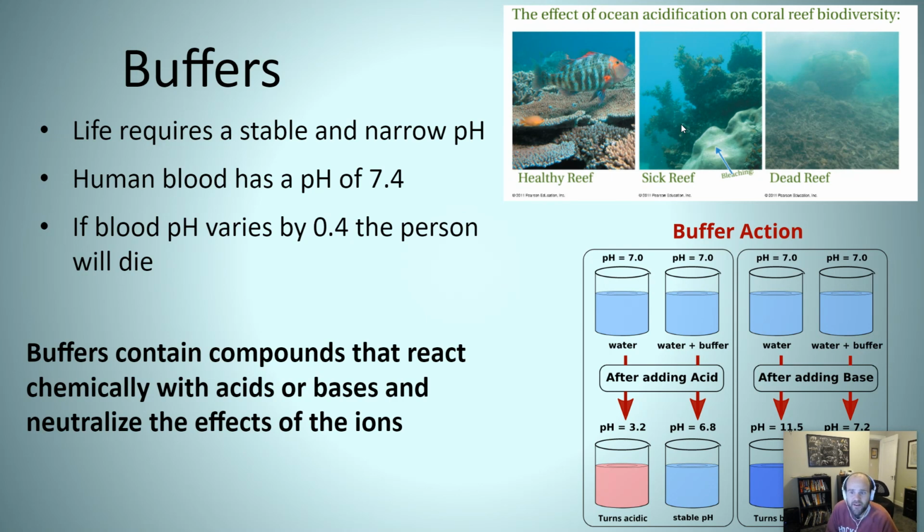So luckily, we have buffers, which are compounds that react chemically with acids and bases in order to neutralize the effects of those ions. So for example, if we had water and added an acid, its pH would drop precipitously. But with a buffer, it's a much more stable descent. And so we have buffers in our systems to prevent wild swings in pH.